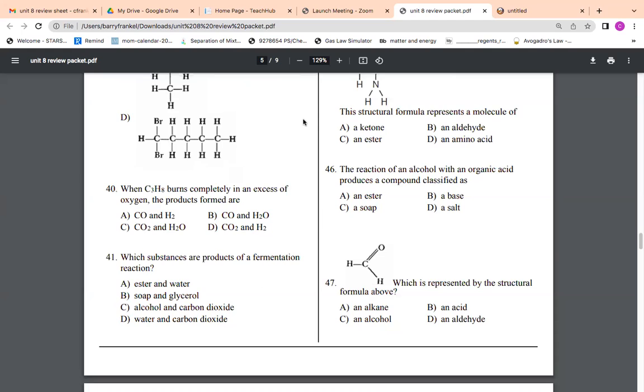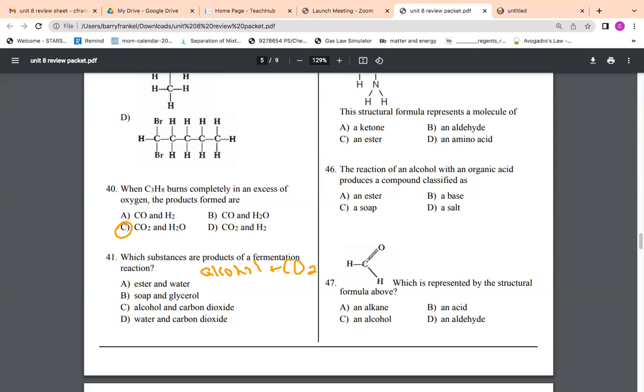Number 40, when C3H8, which is propane, burns in an excess of oxygen, the products formed are, again, this is a combustion reaction. Your products are always the same: carbon dioxide and water. Number 41, which substances are products of a fermentation reaction? So through fermentation, we get alcohol, specifically ethanol, and we also get CO2.